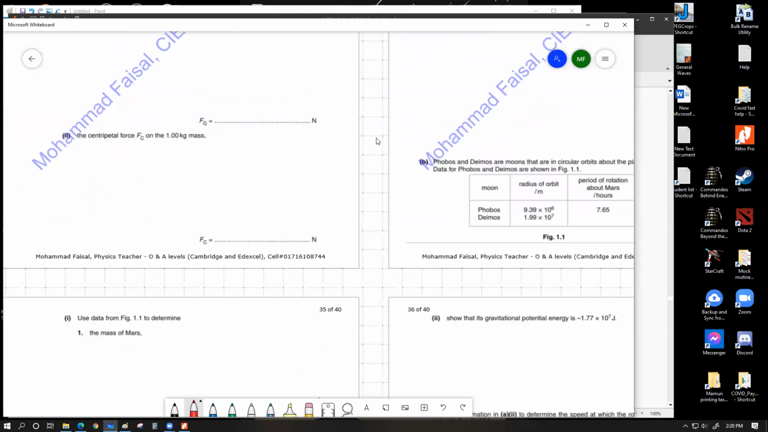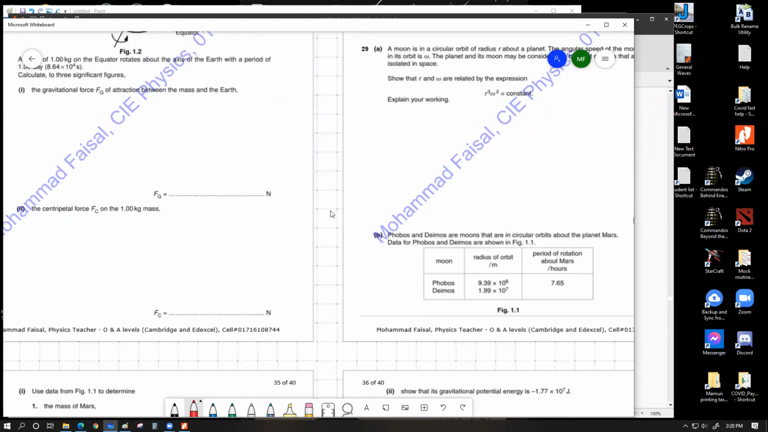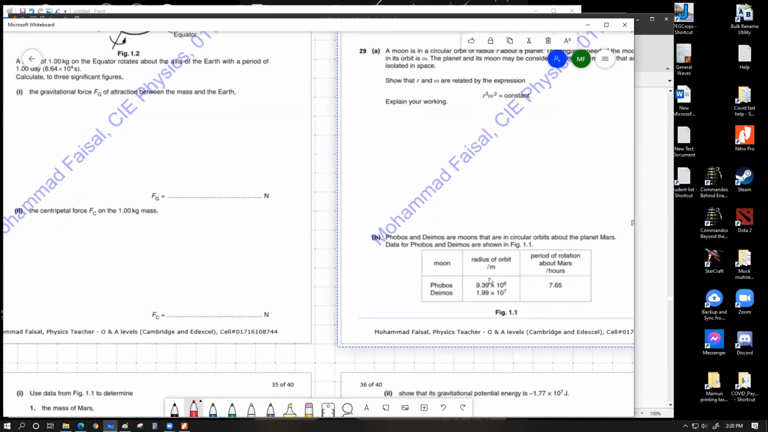Key use data from figure 1.1. What is figure 1.1? Here is figure 1.1 to find out the mass of Mars. Okay, we can actually do that because GMm by r square equals F, which is m omega square r.